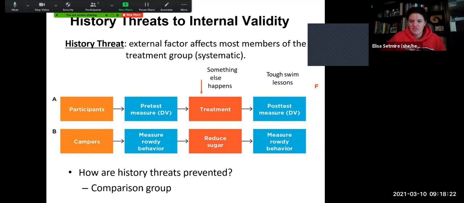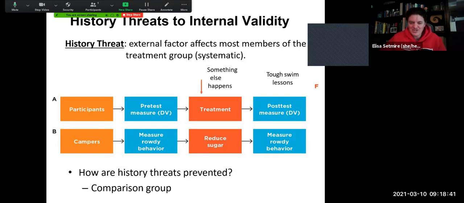So maybe there's something that happens that is a very global thing, like COVID hits, and it changes the way that everything is occurring for everyone. There's some other global systematic effect or external factor that's going to affect most of the members, if not all of the members of the treatment group.